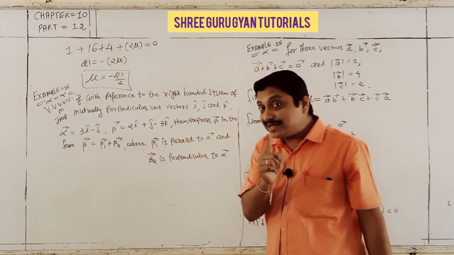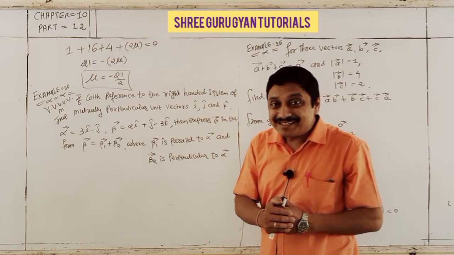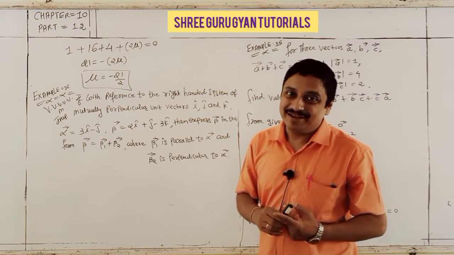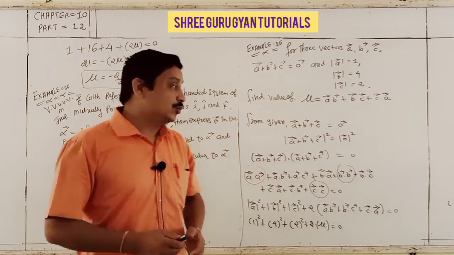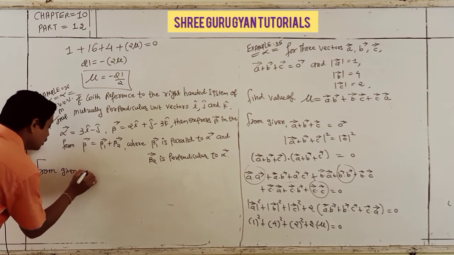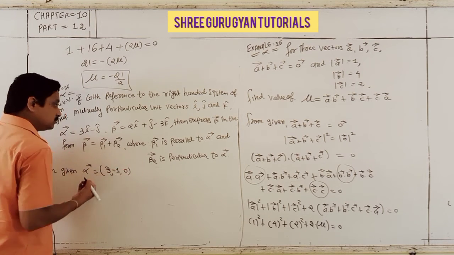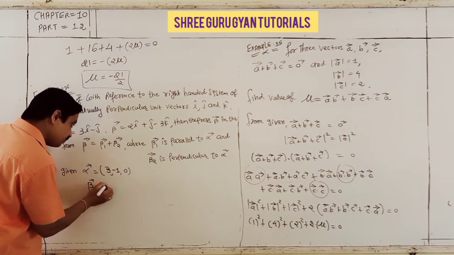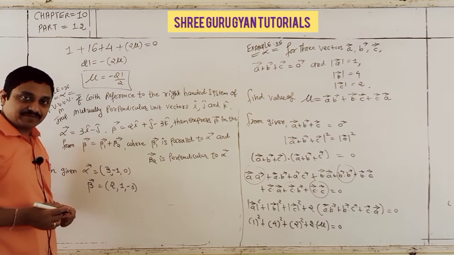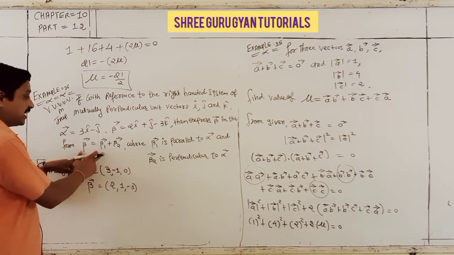Students, perpendicular, you know, means the dot product is 0. Parallel is also known, having the same direction. It means I will take beta 1 equal to some constant lambda times alpha. Here I will start our terms according to the given parts. From the given, alpha vector is 3, minus 1, 0, and beta vector is 2, 1, and minus 3. Now beta 1 is parallel to alpha, and beta 2 is perpendicular to alpha.